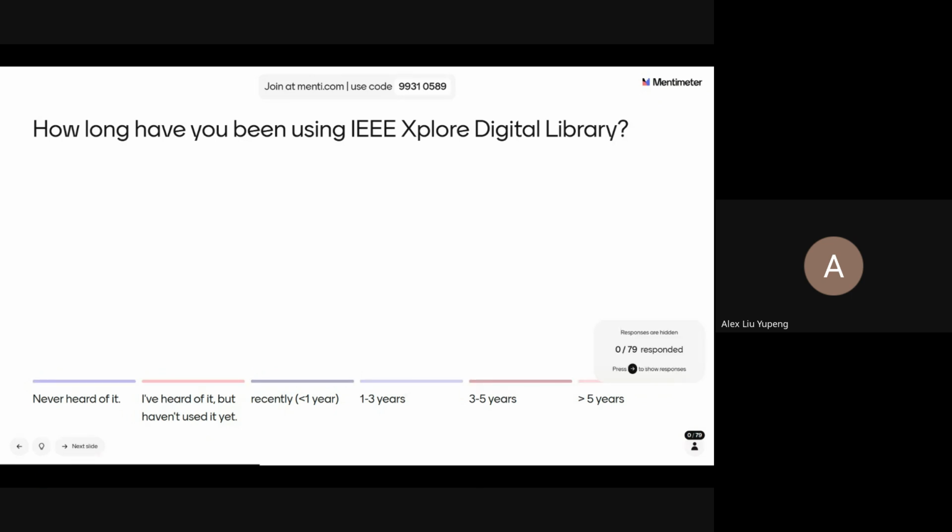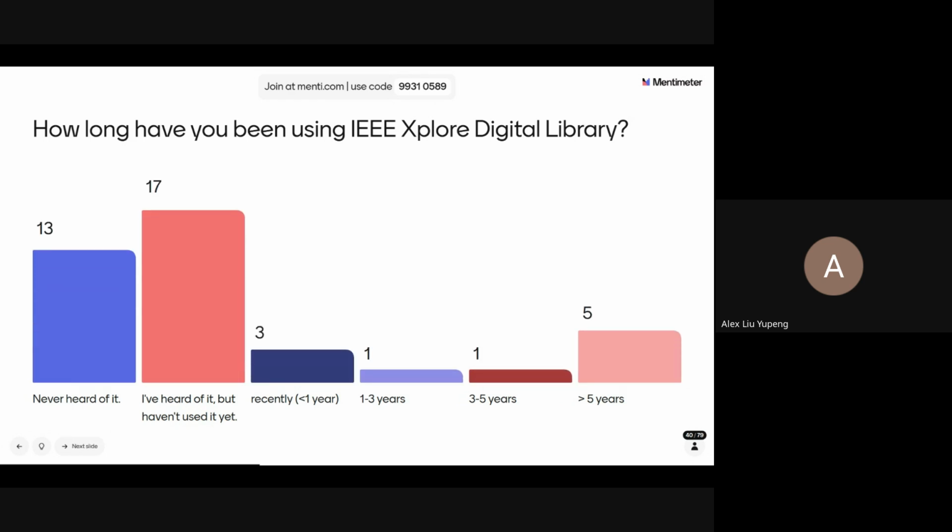The next one is about this thing called IEEE Xplore Digital Library. So have you used it? Have you heard of it? How long have you been using it? Because for today, I'm coming from IEEE. We'll be talking about publishing with IEEE. This IEEE Xplore Digital Library is the platform where your published paper will be. So this is more to understand, have you used it? Have you heard of it? Heard of it, but have not used it. Okay, that's the majority of us.